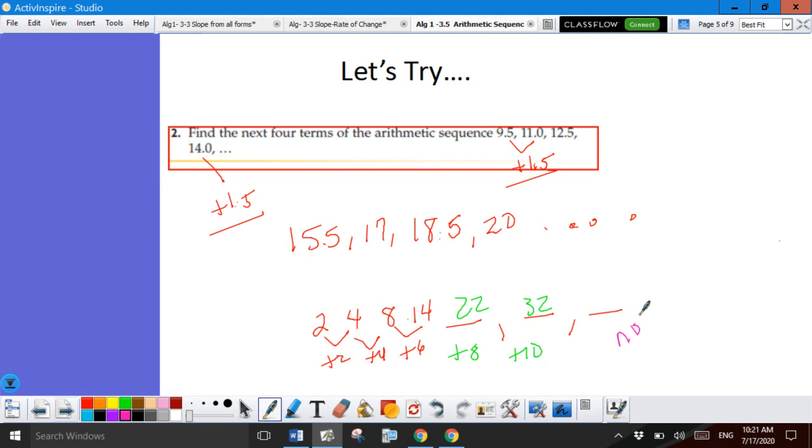This is just not arithmetic. Okay, it's just not arithmetic. So just because the pattern is not the same doesn't mean you can't complete the pattern. It just means it's not arithmetic, which means it's not linear.